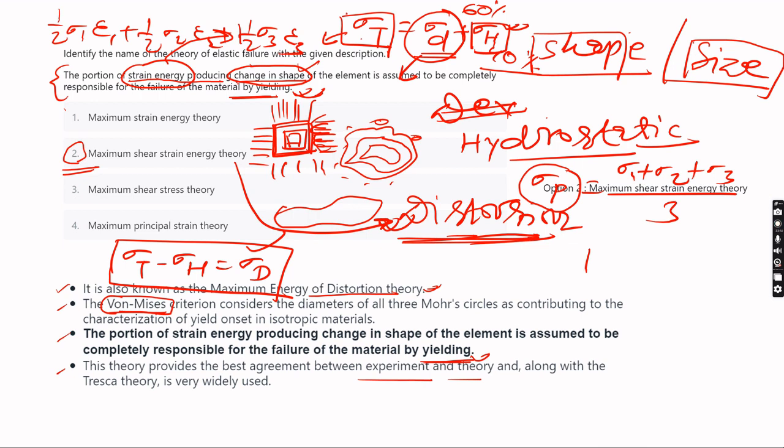Okay. So for theory, you have an important part: how you are going to calculate this distortion energy theory. What are the components of that total energy theory? Hydrostatic and distortion. The third part is shape and size. Fourth part is von Mises criteria, and the fifth part is best agreement between experiment and theory. This is for your GATE examination. All this can be asked in the question in the exam.